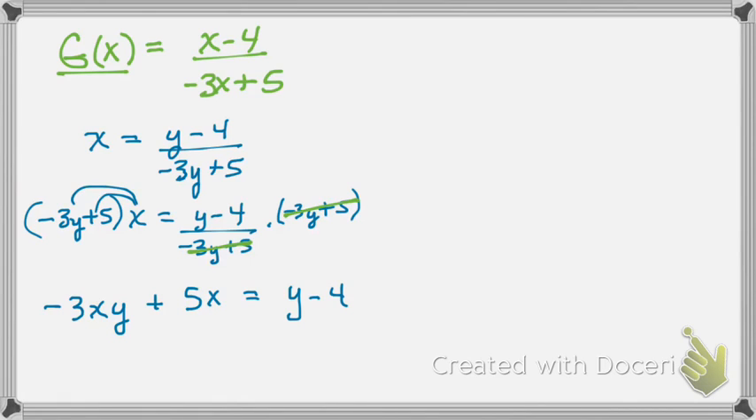Okay, now my goal is to solve for y. So I want to get y by itself. I've got two terms that have y's. That's got a y, and so does that. So I need to get them on the same side, right? So I'm going to take this one and move it over here, and take this negative 4 and move it out of the way. If the negative 4 comes over here, it'll make it a positive 4. And if you move your 3xy over, now my problem looks like that.